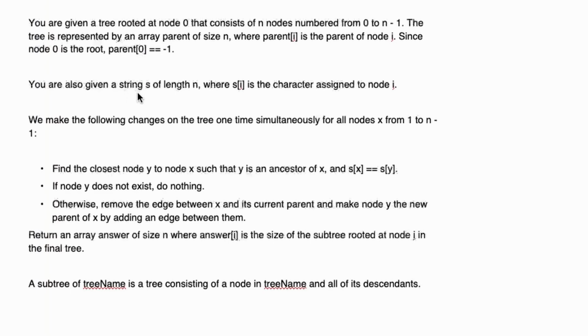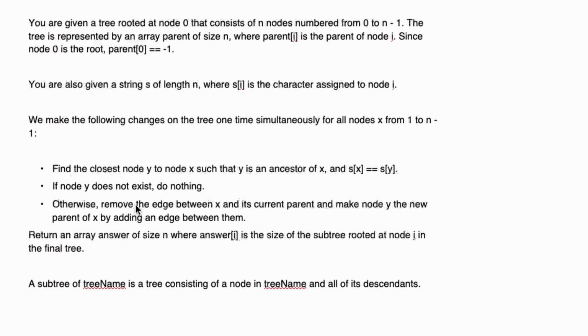We're also given a string s of the same length, where node i is assigned the character s[i]. So we can make the following changes on the tree simultaneously for all the nodes. What we're going to do is find the closest node to our node x that's an ancestor and has the same value. A little confusing, but we'll look at an example and see what this means. If we don't find that node, then we just do nothing.